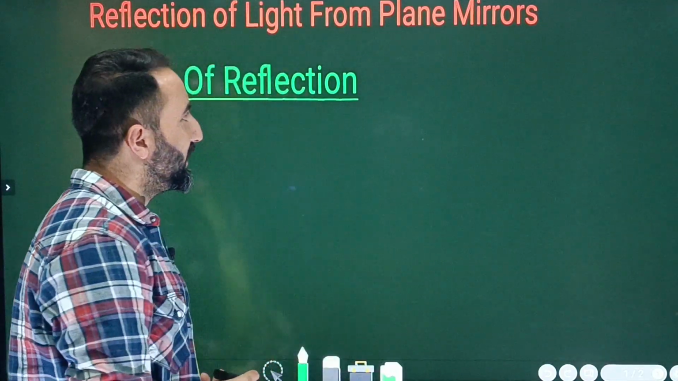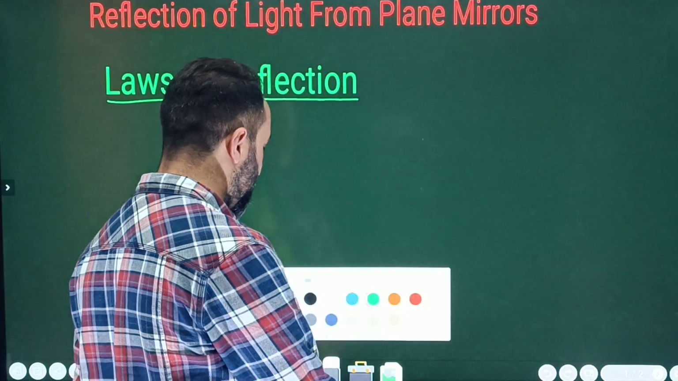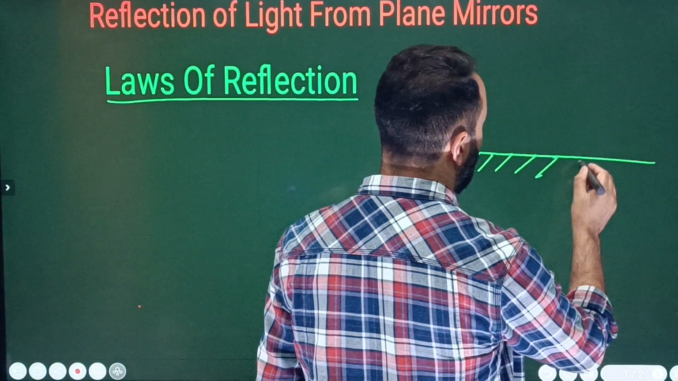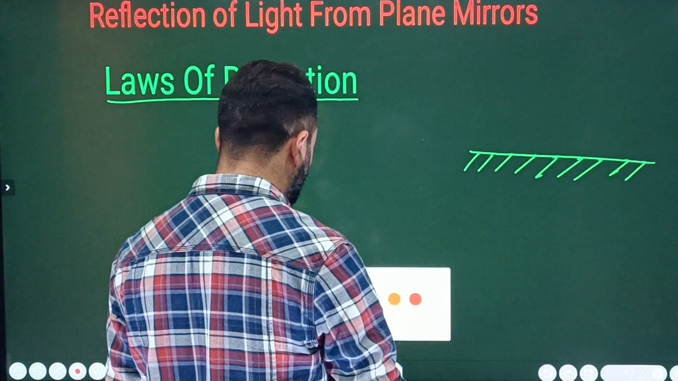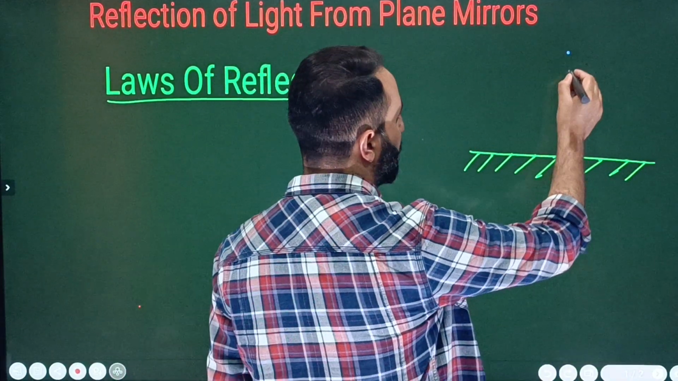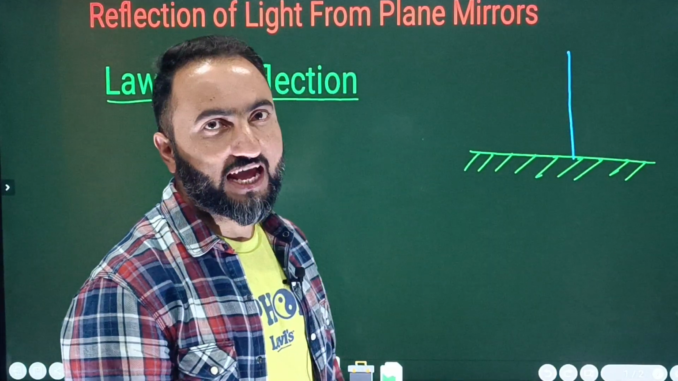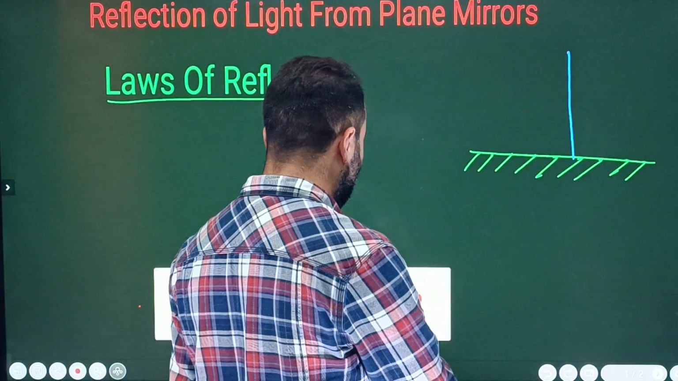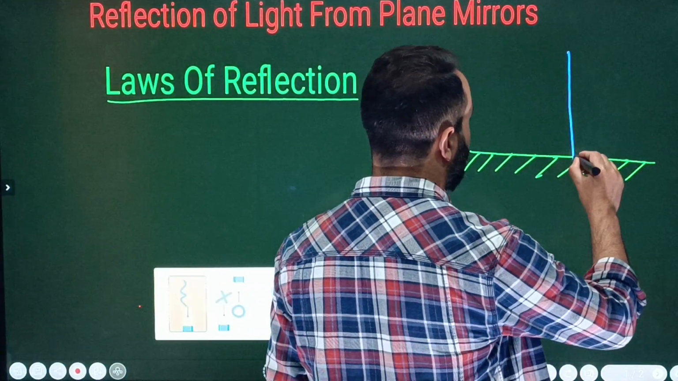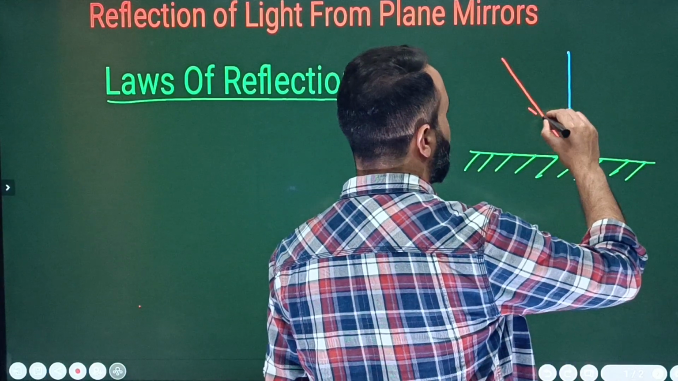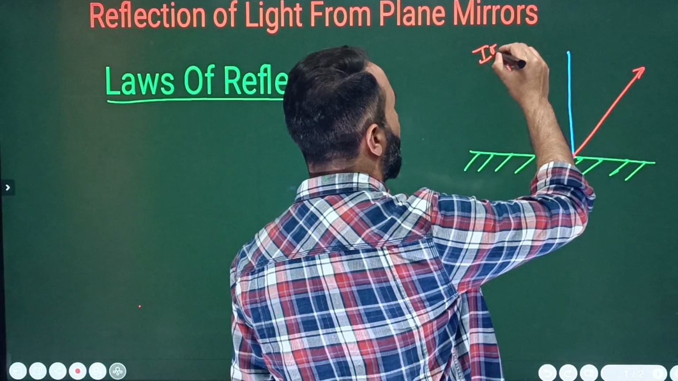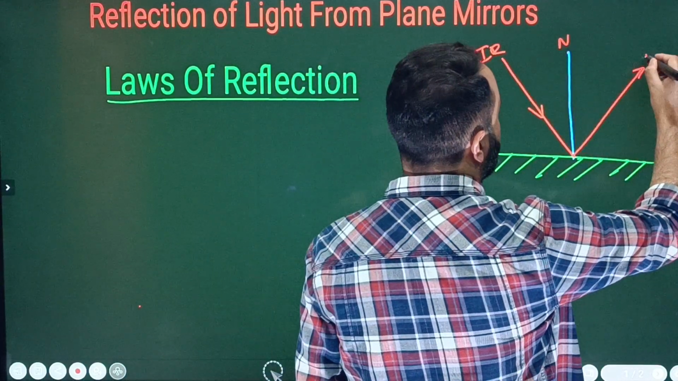Before discussing the laws of reflection, I'll first make a diagram here. This, for example, is the mirror, and this is the polished surface of the mirror. Next, I will draw the normal to this mirror. Normal implies simply a line which is perpendicular to the plane of the mirror. Then there is the incident ray and the reflected ray. So here we have the incident ray, this normal, and this reflected ray.